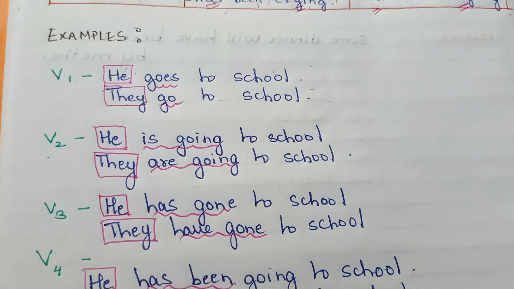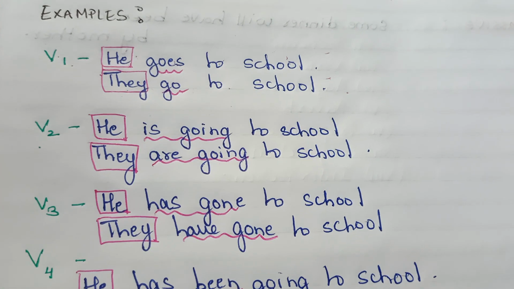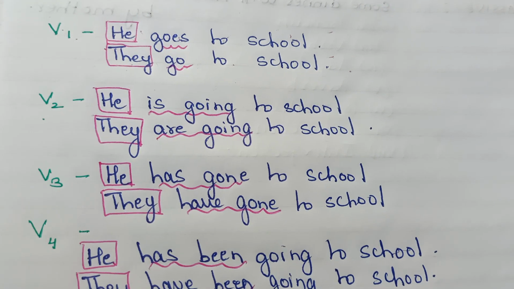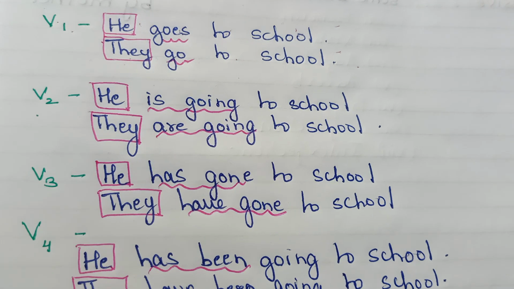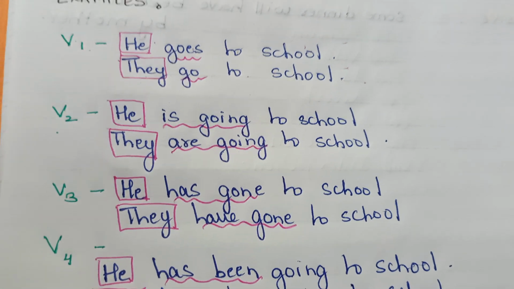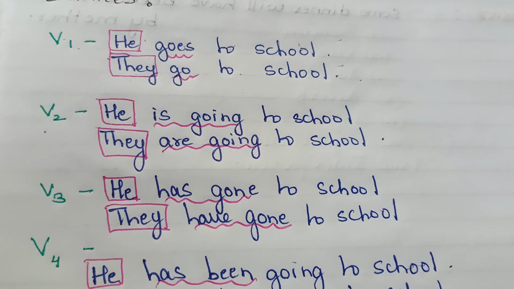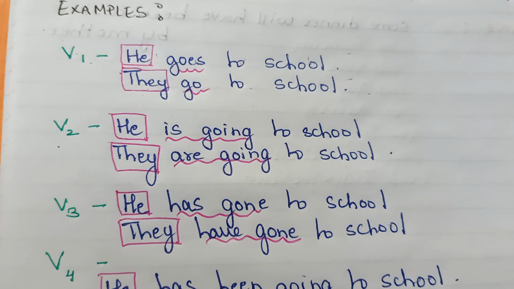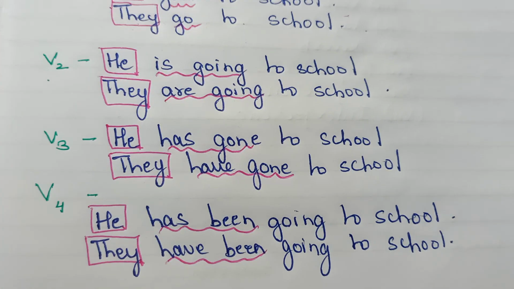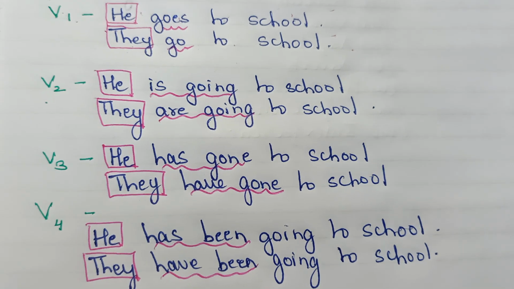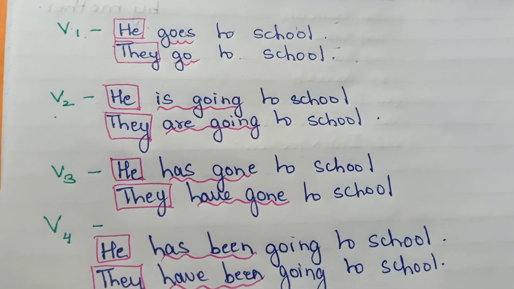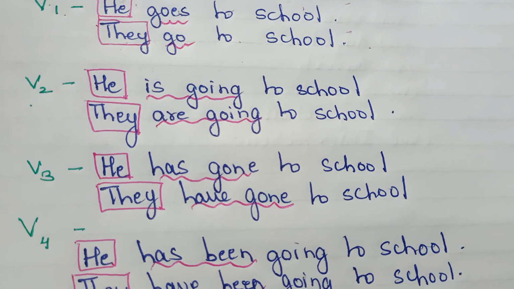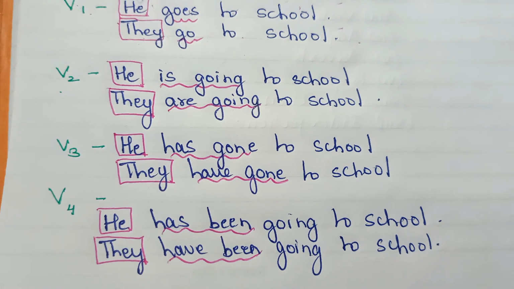Okay, verb 1, verb 2, verb 3 and verb 4. He goes to school, they go to school. Now if you have to convert that into our verb 2, that is the present continuous tense, that same sentence will be he is going to school when our subject is singular, and they are going to school when our subject is plural. Now let's go to our verb 3, which is the present perfect tense. What will it be? He has gone to school in the singular subject. They have gone to school as the plural subject.